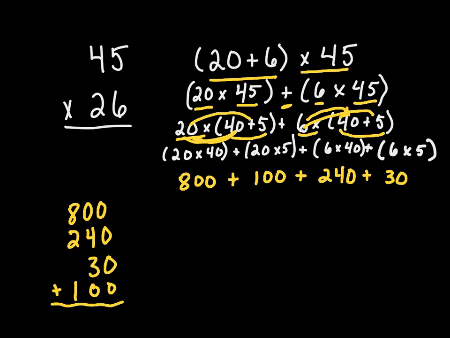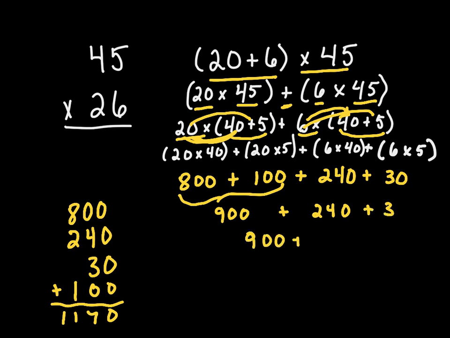So when we add up our 4 partial products, we're going to get 1,170. Right here is our 900 plus the 240 plus the 30. Bring down your 900 plus your 240 plus 30 is 270. And we add them up, you get 1,170. Check out my funnel.